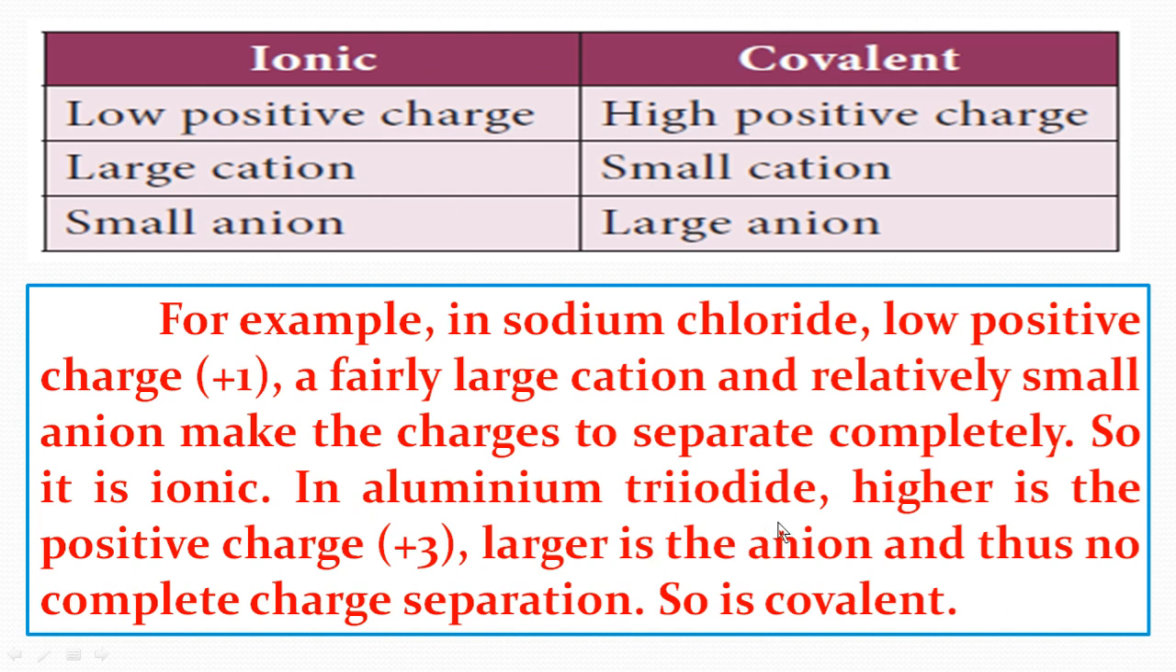Then, in aluminum triiodide, AlI3, the positive charge is higher, 3 plus. So the positive charge is higher and the anion is larger, so there is no complete charge separation. So it is covalent. When it forms plus and minus ions, it is ionic. No charge formation here, it is covalent. High positive charge Al3 plus, small cation, and it forms a large anion.